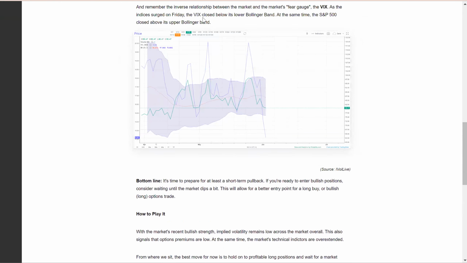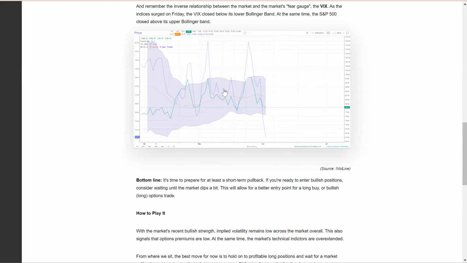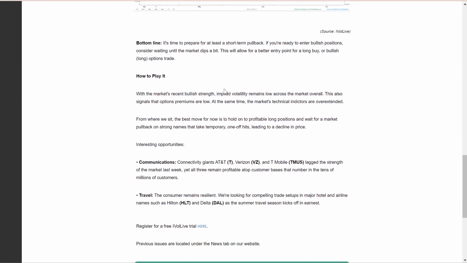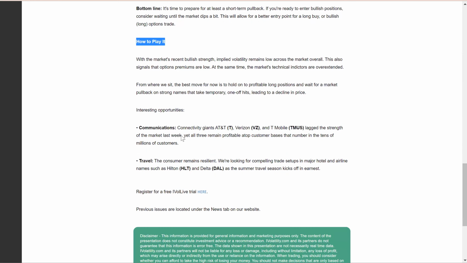Here we were analyzing the VIX. Price is in blue, so you could see price broke below this lower Bollinger Band. Implied volatility for the VIX is in green. And so here, we're writing about that, and we're telling our viewers and our readers why that's important and what that means. And then most importantly, now that you have that information, how do you play it? How do you take advantage of it? And we give some ideas here.